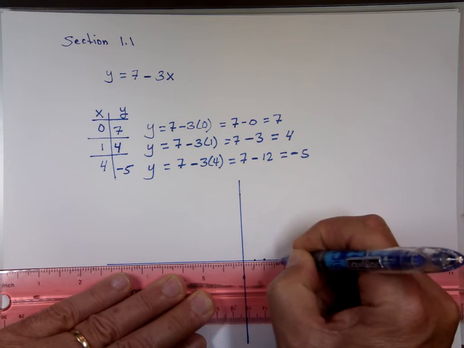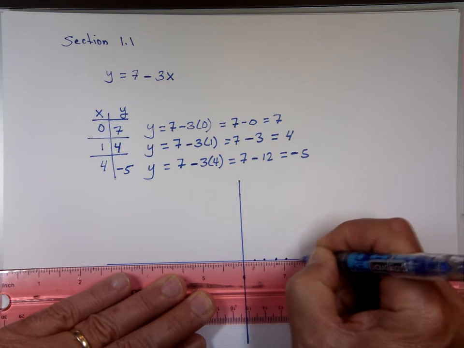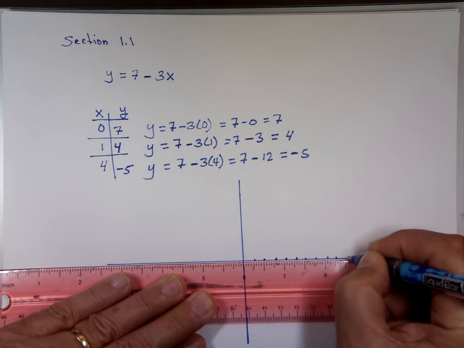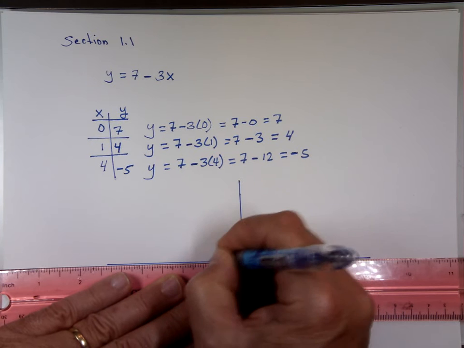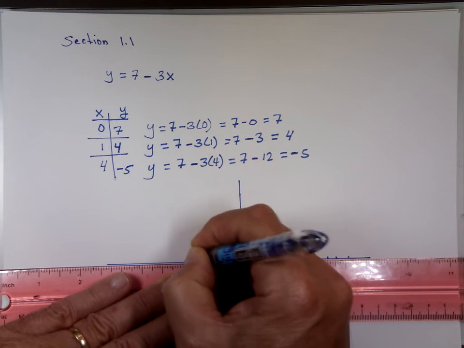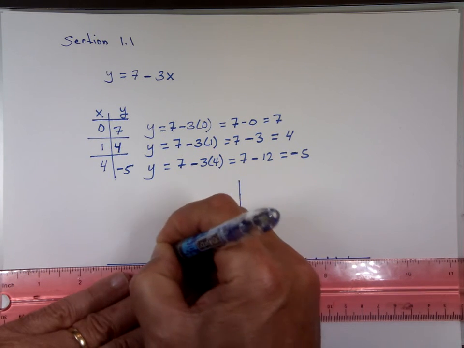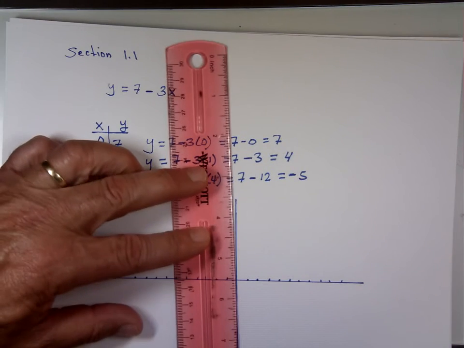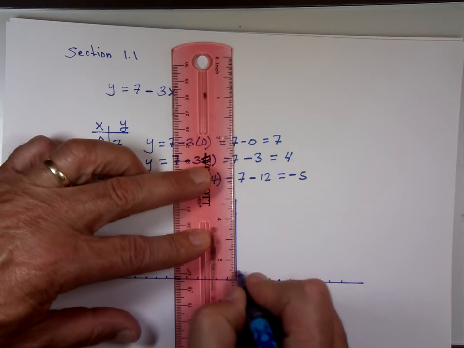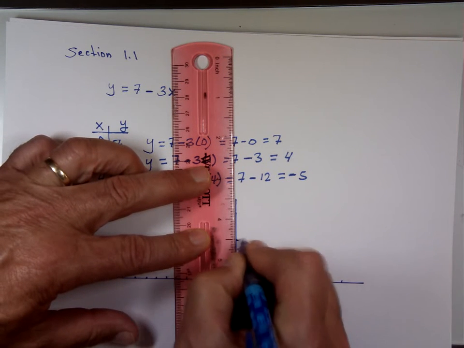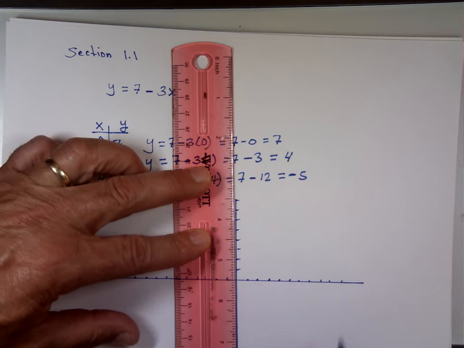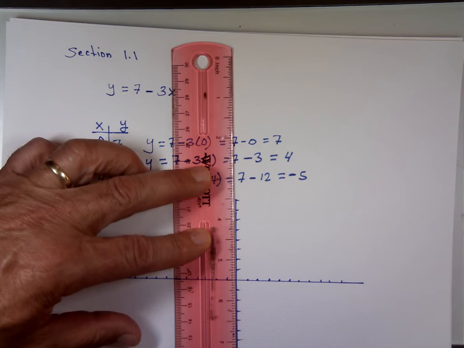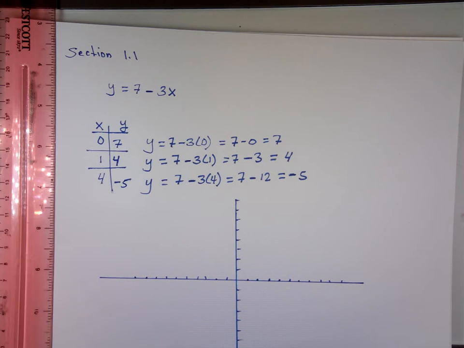One, 2, 3, 4, 5, 6, 7, 8, 9, 10. 1, 2, 3, 4, 6, 7, 8, 9, 10. And I can go in this direction again. 1, 2, 3, 4, 5, 6, 7, 8. So now I'll start finding the points.